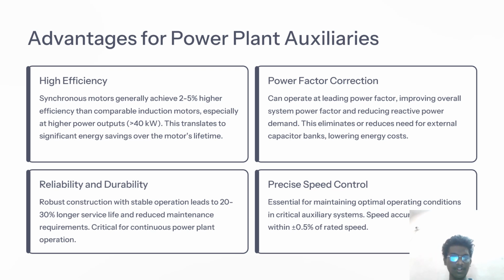Reliability and durability: robust construction with stable operation leads to 20 to 30% longer service life and reduced maintenance requirements, critical for continuous power plant operation. Precision speed control: essential for maintaining optimal operating conditions in critical auxiliaries, with speed accuracy within plus or minus 0.5% of rated speed.